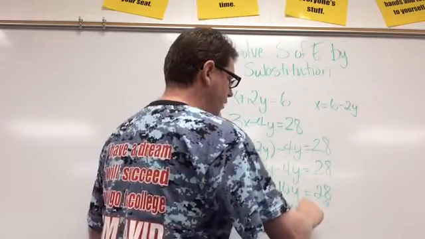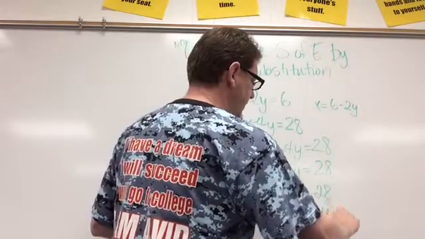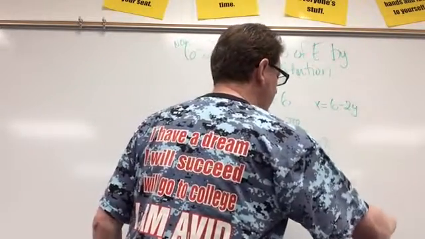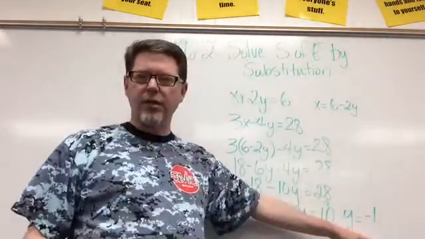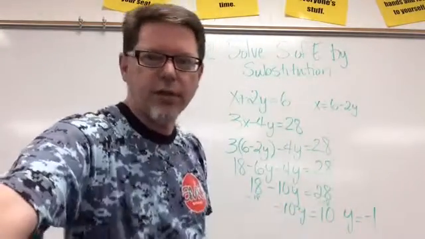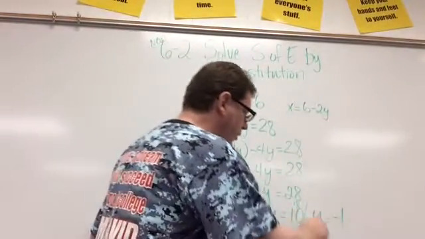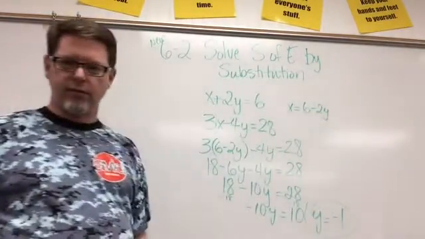And I get negative 10y equals 10. So we know that y equals negative 1. I wrote it on the side because of the camera space. Well, that didn't help anything either, so I'll just move the camera. So we know now that my y is negative 1.